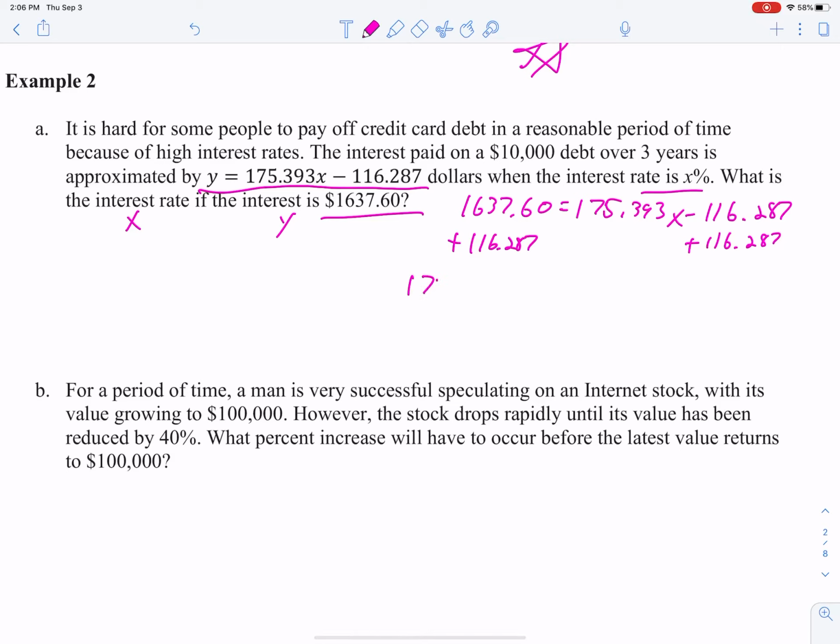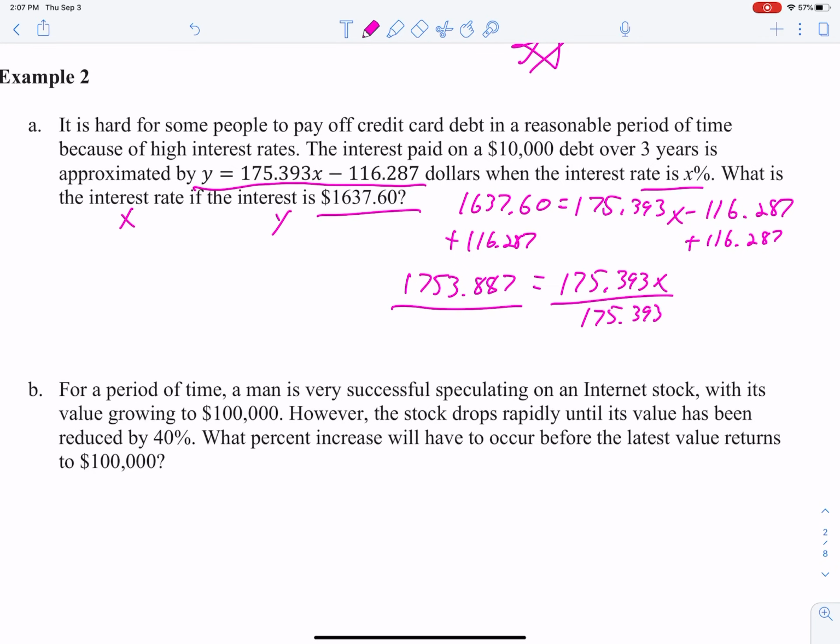1753.887 equals 175.393x. Then we divide both sides by 175.393 because we want x completely by itself. 175.393 reduces away. So all we have is x on that side.